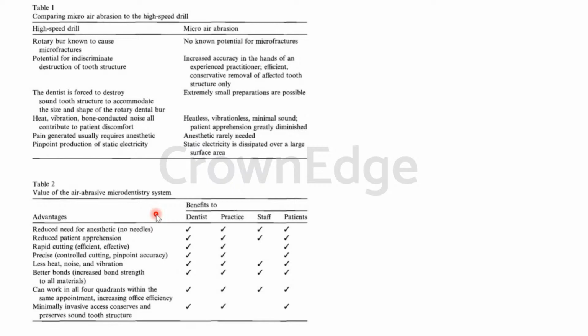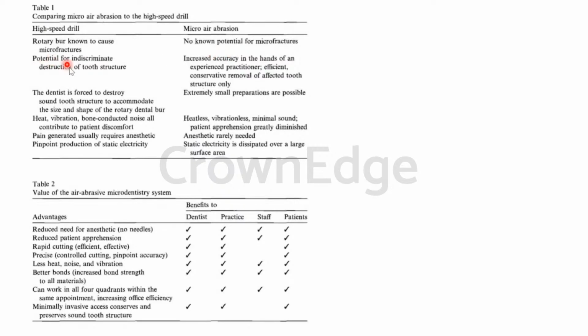So let's compare the high speed drill, that is our air rotor, with micro abrasion. We know that a rotary bur can cause micro fractures if you're using it without a good cooling agent. If the water cooling is not sufficient, you have higher chances to create micro fractures. But with micro air abrasion, with just powder particles being sprayed on the tooth, the potential for micro fractures is almost none.